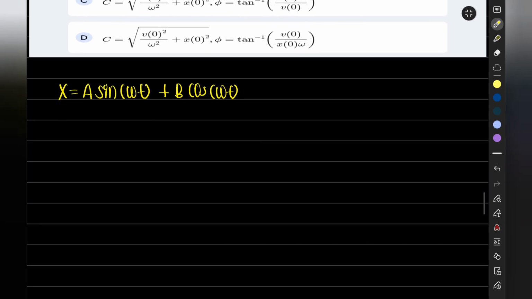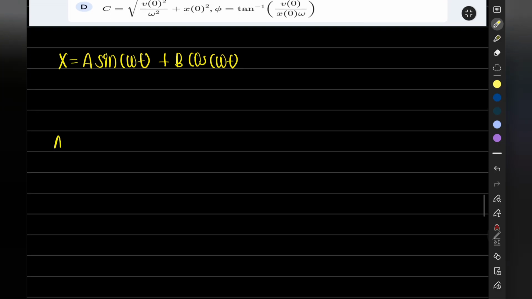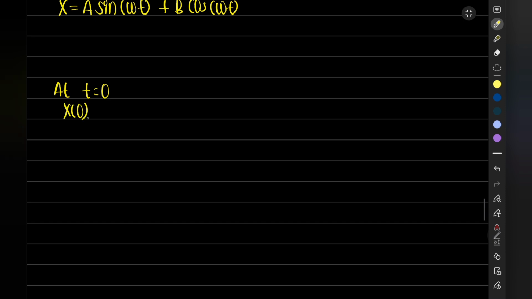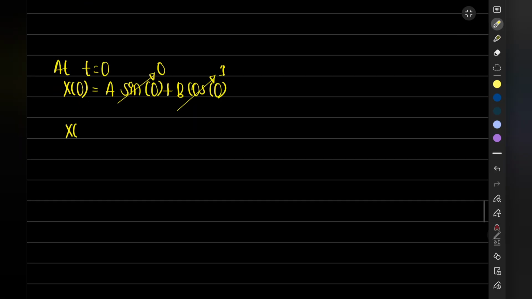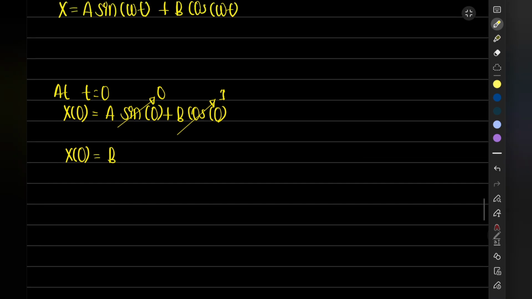Now we want to find two things. At t equals 0, I want to find x of 0. So x of 0 will be, wherever there is a t, I will have to substitute that t with 0. So it will become a sin 0 plus b cos 0. This sin 0 will completely become 0 and this cos 0 will become equal to 1. So the value of x of 0, as you can see, will be simply b. Okay, so x of 0 we got.